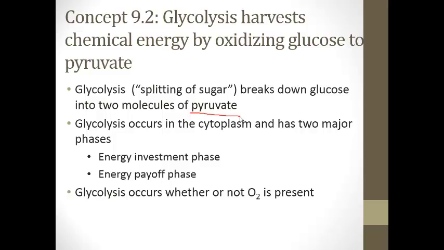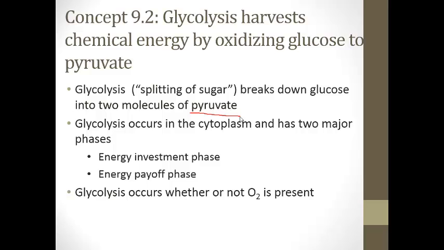Every time a chemical bond is broken, what we are performing is the process of oxidation. We are removing the electrons. Those electrons are going to go to NAD+ to form NADH. So glycolysis is the first step in which glucose becomes oxidized.